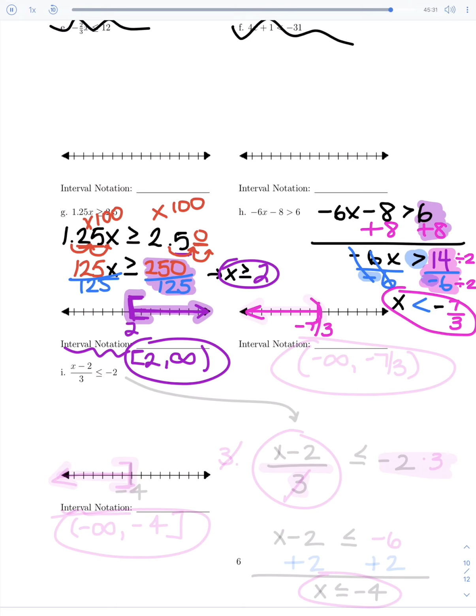So, reading our graph from left, which starts with negative infinity, it stops at negative 7/3, where we have a parentheses. Negative infinity always has a parentheses as well, so that's our interval notation. Negative infinity with a parentheses, comma, negative 7/3 with another parentheses.